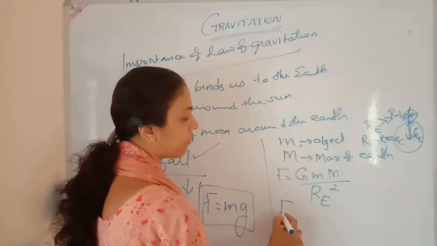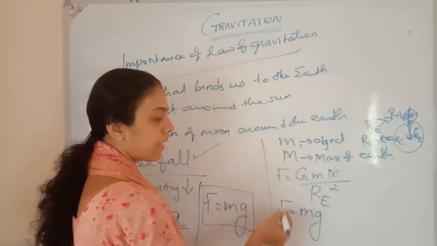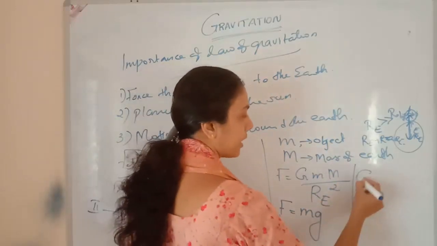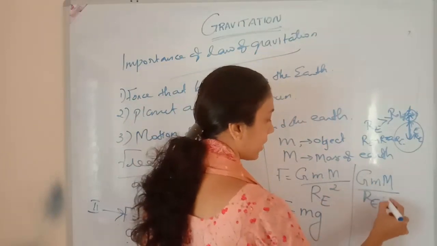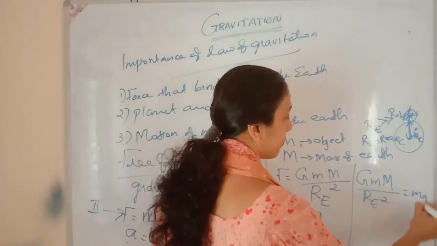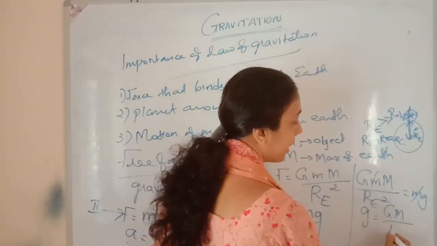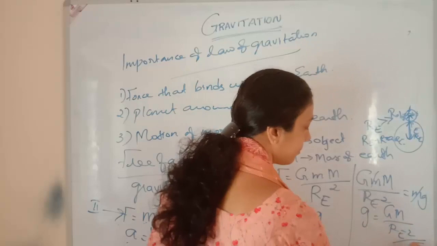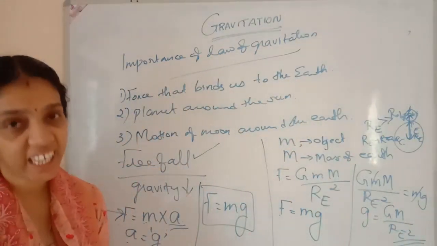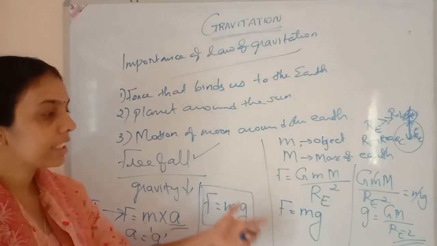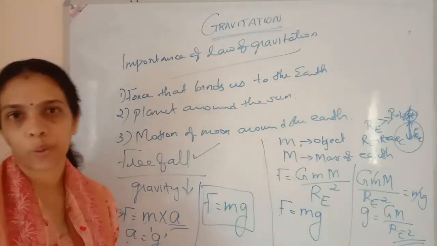But under free fall, what can we consider? F is equal to mg. So the left hand sides are F, so we can equate G M m divided by Re square equals mg. Therefore, g equals G M divided by Re square. This is the value of acceleration due to gravity of Earth. Acceleration due to gravity of Earth is GM by Re square.